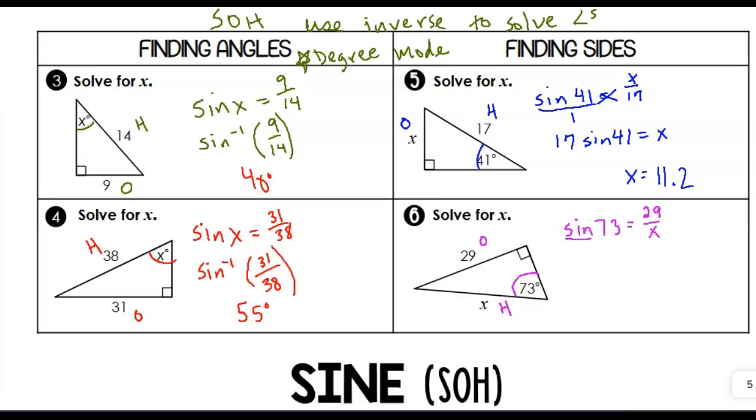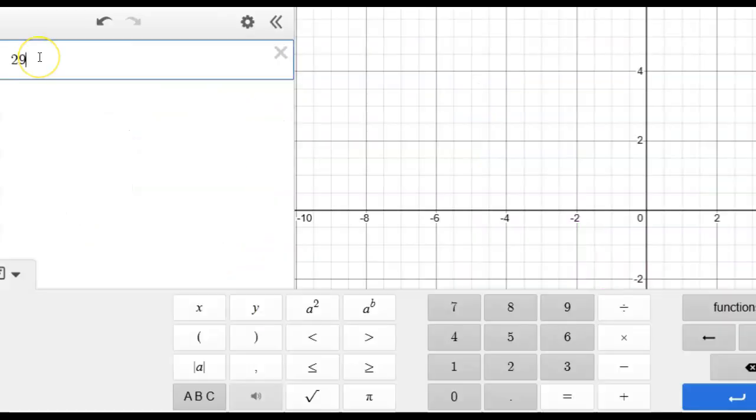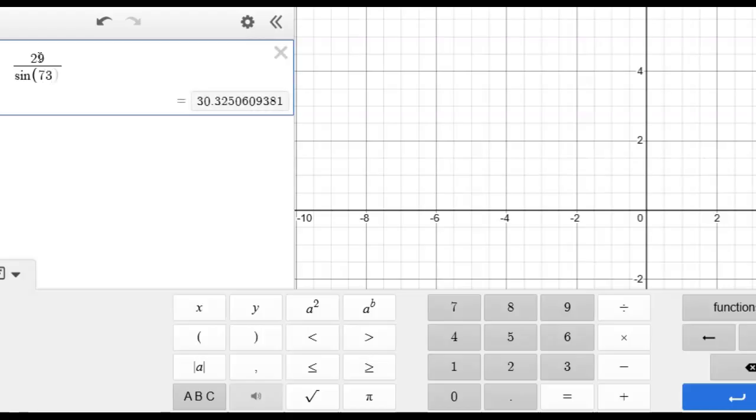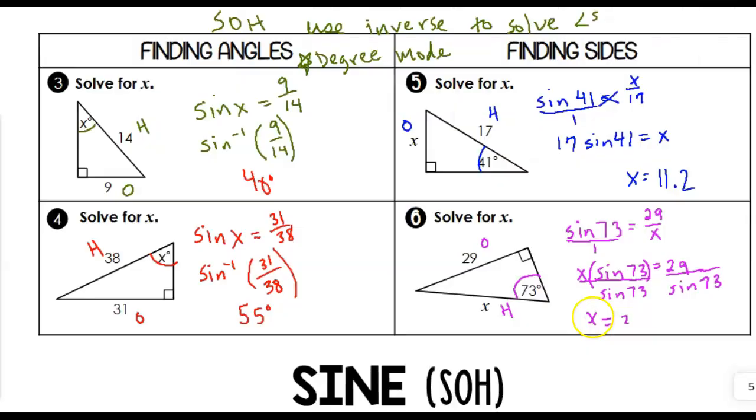We then cross multiply like we did earlier. We have x times the sine of 73 is equal to 29. Because sine of 73 is one value, we would have to divide by sine of 73 so that we can get x by itself. So we would type in 29 divided by the sine of 73. 29 divided by sine of 73, which is 30.3 rounded to nearest tenths. So 30.3.